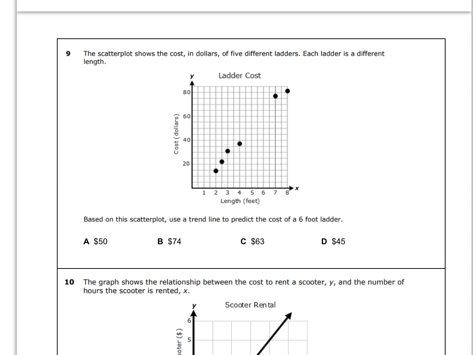Okay, the scatterplot shows the cost in dollars of 5 different ladders based on the length of the ladder. So we get a line like that. Use the trend line to predict the cost of a 6-foot ladder. Well, I need to go to 6 feet. Feet is down here, so I go to 6, go up, across there, and then over. Once again, I'm around 60, 65, which would be C.